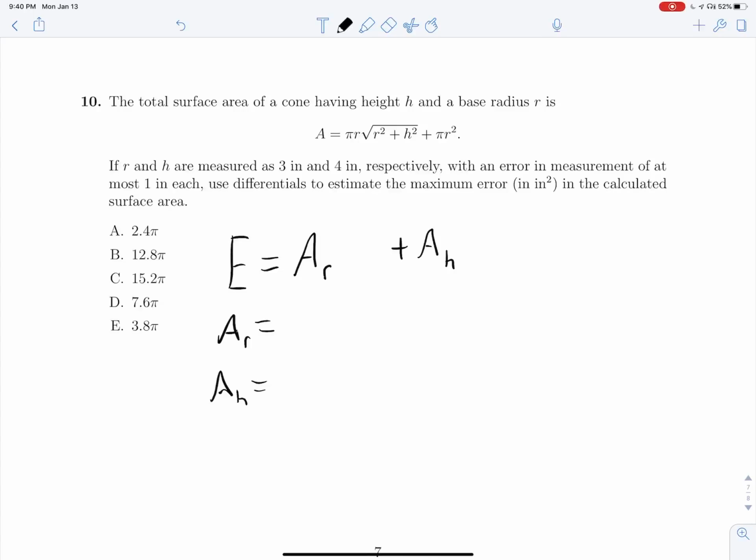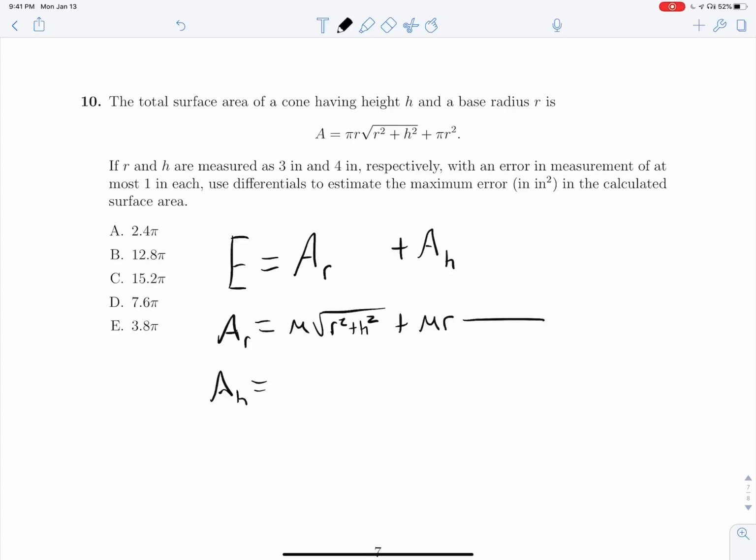AR, this is the more complicated one. This is going to be pi root R squared plus H squared plus pi R, and then the derivative of this guy, which I'm having trouble with right now, and that's going to be, let's see.